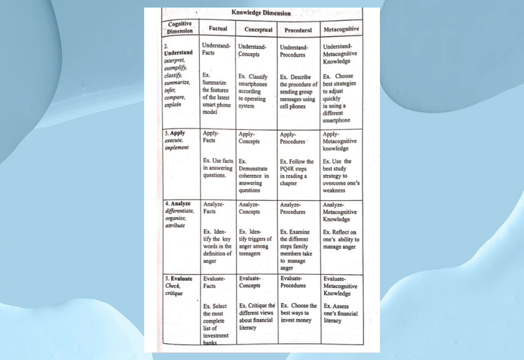Cognitive dimensions. Evaluate, check, critique. Factual. Evaluate facts. Example, select the most complete list of investment banks. Conceptual. Evaluate concepts. Example, critique the different views about financial literacy. Procedural. Evaluate procedures. Example, choose the best ways to invest money. Metacognitive. Evaluate metacognitive knowledge. Example, assess one's financial literacy.